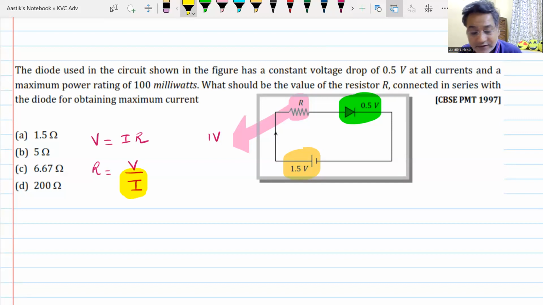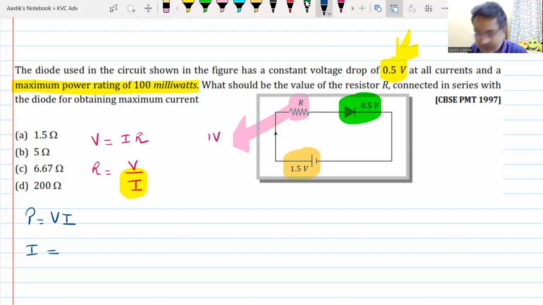How will I find out the value of I? To find out the value of I, you must remember that the voltage drop across the diode is given as 0.5 volt, and the maximum power that will come from the maximum current is given as 100 milliwatt. The other formula that we have studied, if you would recollect, is power is equal to V into I. From there, I can calculate the current in the circuit.